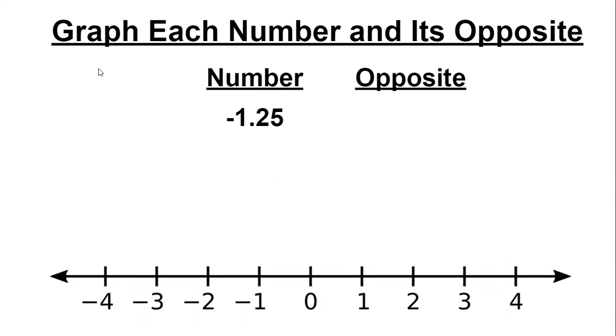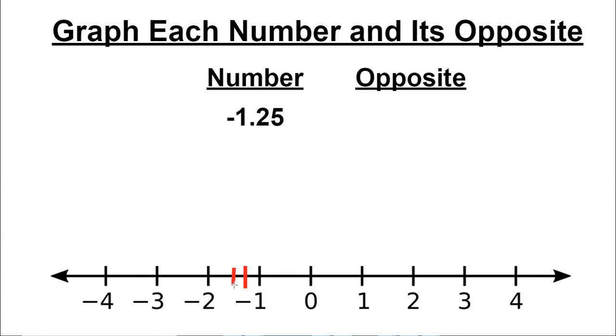Next one, -1.25. We're going to graph that. So you could pause the video and try to find that first before I tell you, and then see if you can get it right. So -1.25, we're going to go past the -1. 0.25 is 1/4 of the way. So that one I could actually draw those little lines in there because I only have to have 4 of them instead of 10 this time.